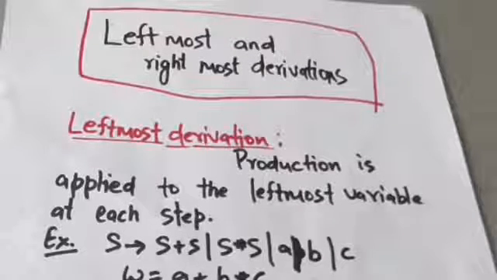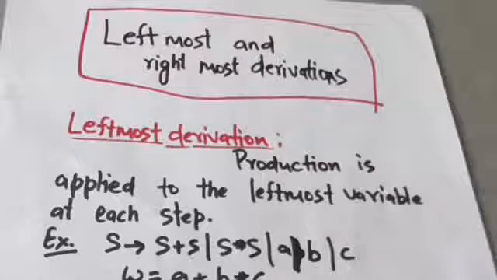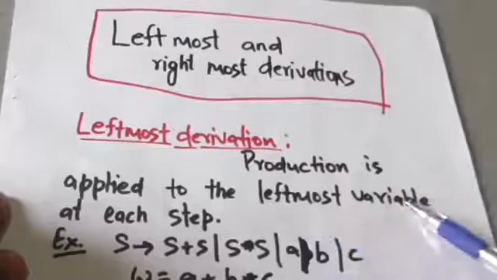Hello friends, welcome back. In this tutorial we will study about the leftmost and rightmost derivations. If in a derivation of a string of terminals from start symbol, productions are applied to the leftmost variable at each step, then this derivation is called leftmost derivation. Right? In leftmost derivation, production is applied to the leftmost variable at each step.